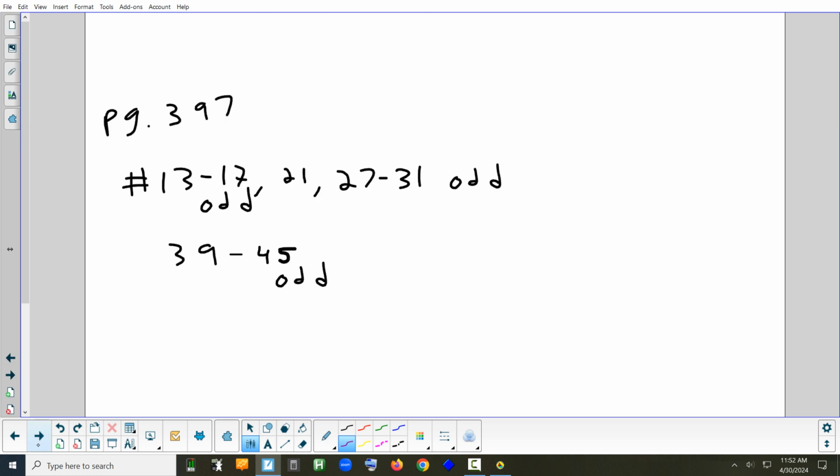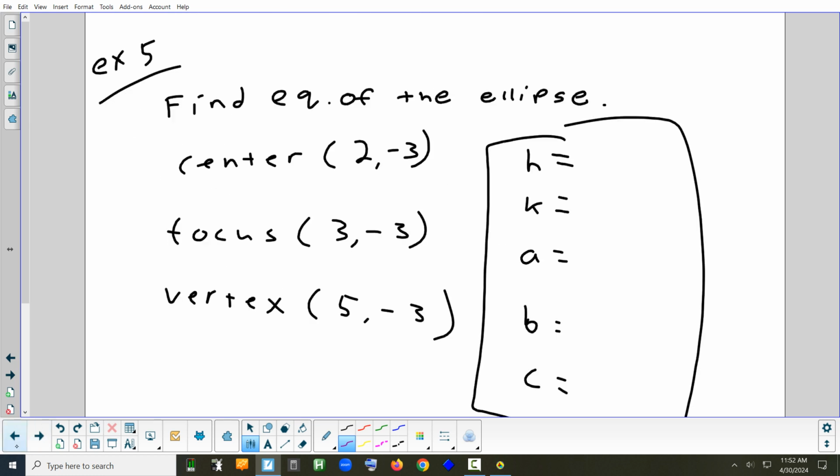All right. So now, regardless of whether they give you the equation or give you the information about the ellipse, you want to make this chart on the side. It has 5 letters you need to find: A, B, C, H, and K.